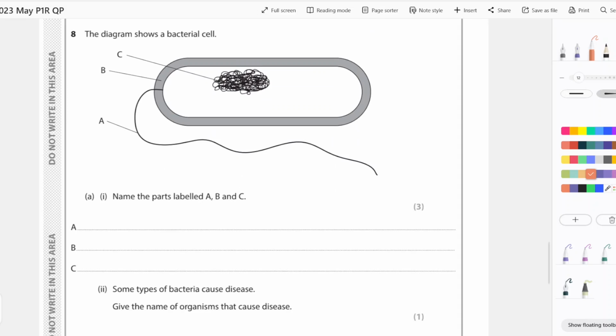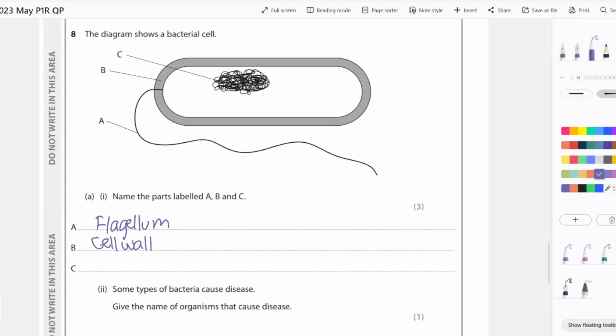The diagram shows a bacteria cell. Name the parts labeled A, B, and C. All right, let's start with letter A, which is the flagellum. So the flagellum helps them to swim and to move around, right? B is the cell wall. So the purpose of the cell wall is to prevent the bacteria from bursting.